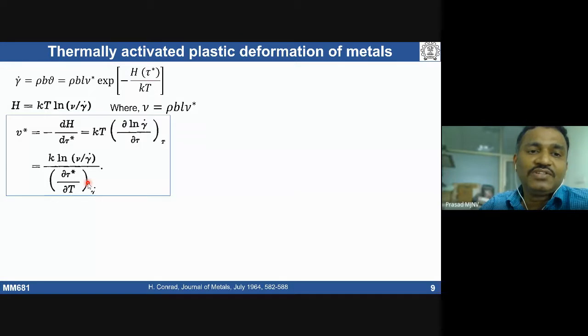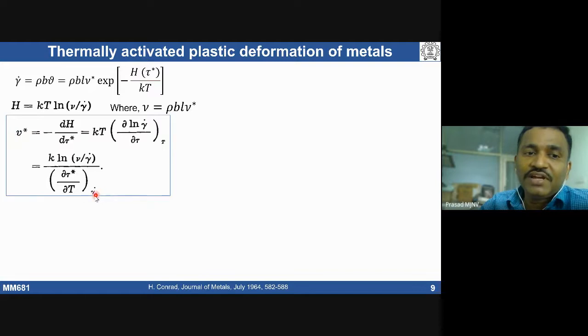Is it clear? So to determine the activation volume, there are two ways. Either maintain constant temperature and establish how changing the strain rate changes the stress. For example, in a simple tensile test at a constant temperature, if I vary the strain rate, I'll know the change in stress. That can give you the activation volume.